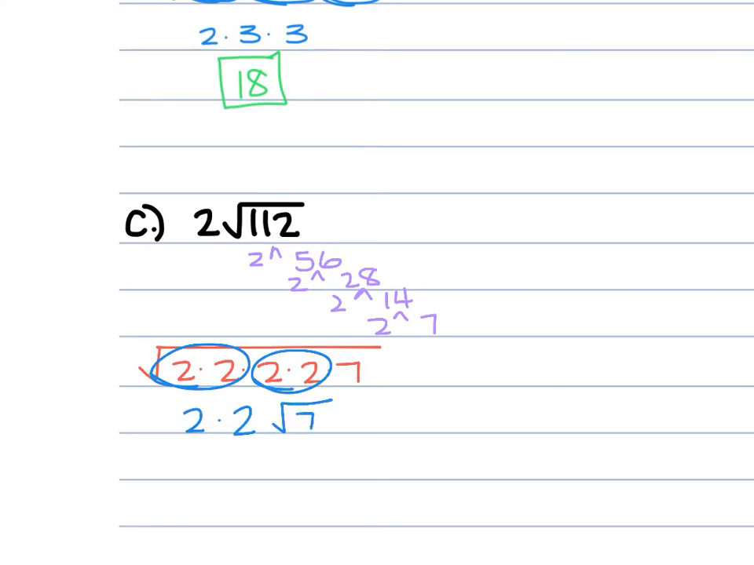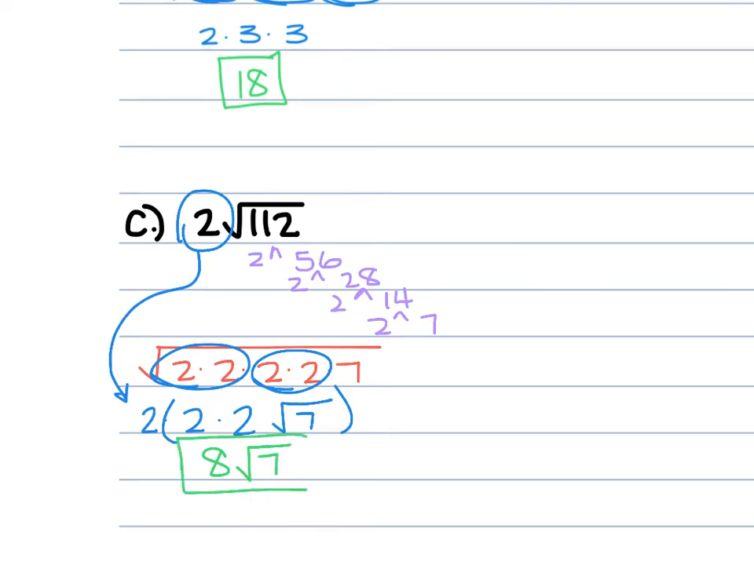However, we have to remember to take this 2 on the outside and bring it down as well and multiply whatever we have by that, because it's literally 2 times the square root of 112. The square root of 112 is 2 times 2 times the square root of 7. So 2 times 2 times 2 times the square root of 7 is what we're going to do. 2 times 2 is 4, times 2 is 8, so it's 8 square root 7.